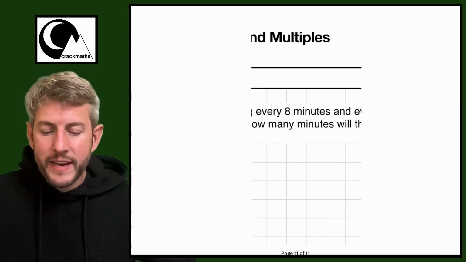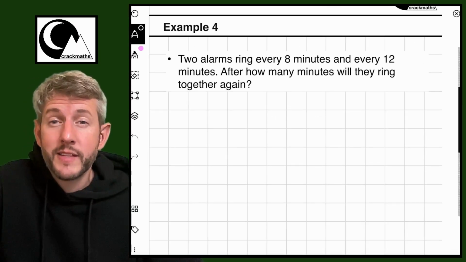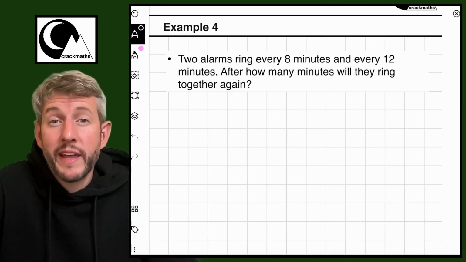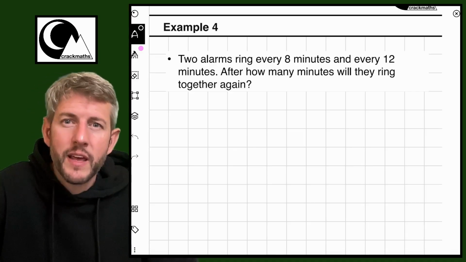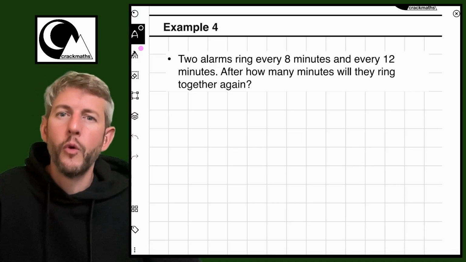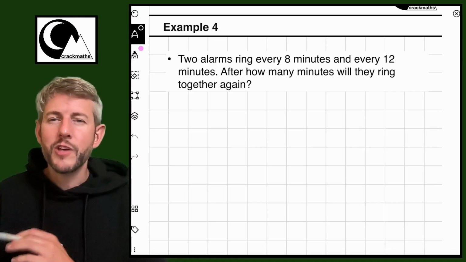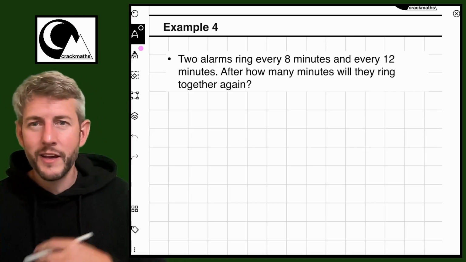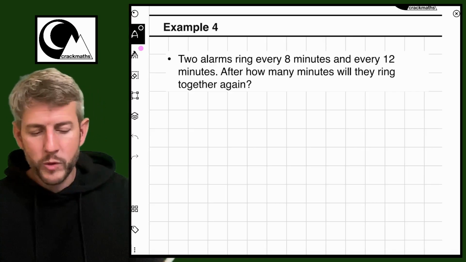Okay, let's have a look at example 4. Example 4 says, 2 alarms ring every 8 minutes and every 12 minutes. How many times will they ring before they ring again together? So what's that going to mean? That's going to mean that we're going to have to do the lowest common multiple.